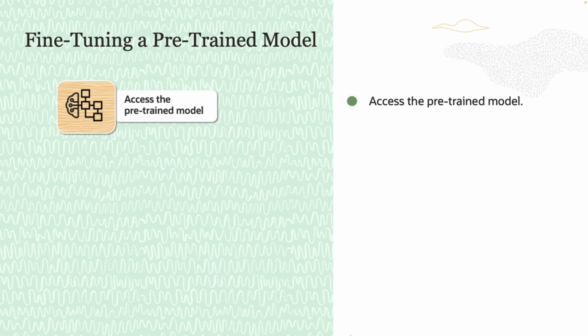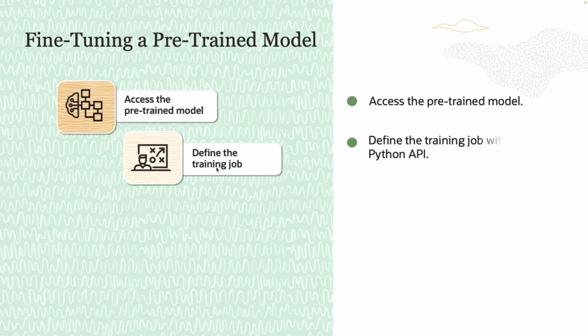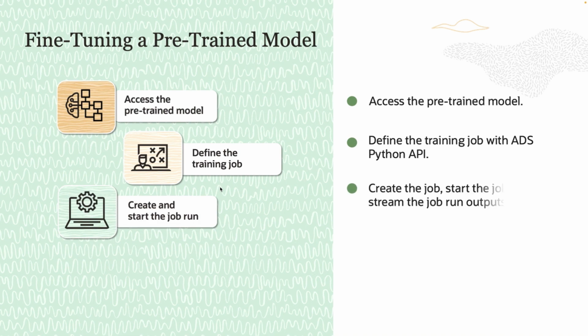To fine-tune the model, you will first need to access the pre-trained model. The pre-trained model can be obtained from Meta or Hugging Face. You can then define the training job with the ADS Python API. You can then create and start the job run using an API call and also stream the job run outputs. The job run steps will set up the Conda environment and install additional dependencies, fetch the source code from GitHub and check out the specific commit. It will run the training script with the specific arguments, which includes downloading the model and dataset. And then it will save the outputs to OCI Object Storage once the training finishes.